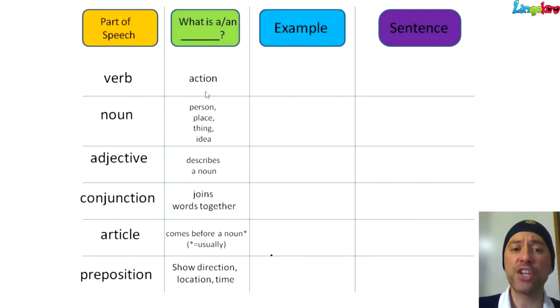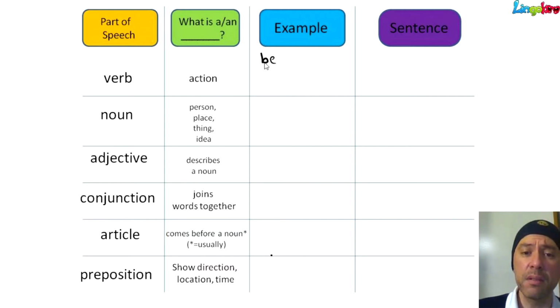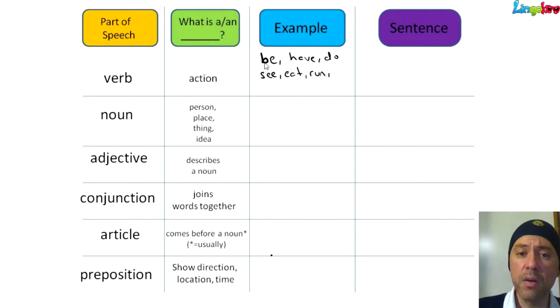A verb is an action. So what are examples of actions? Well, be, have, do. Okay. Other verbs could be like see, eat, run, or talk. Those are examples of verbs.